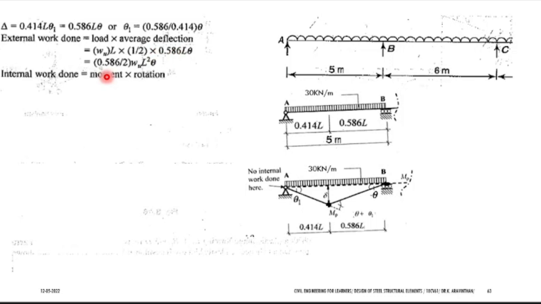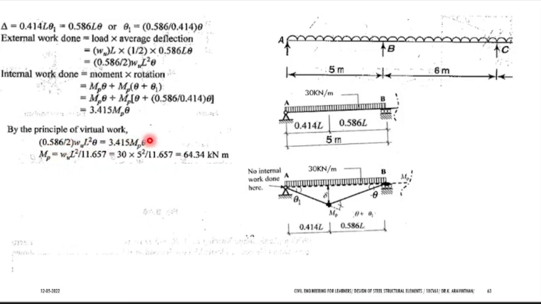Okay, now find the internal work done. What is internal work done? MP into this theta plus theta 1, plus MP theta. This is your answer. Instead of theta 1, what do you have to substitute? This value. If you substitute, you will be getting internal work done: MP theta plus MP theta plus this value. What will be your answer? Finally, if you add all the components, 3.415 MP theta, which will be your answer.